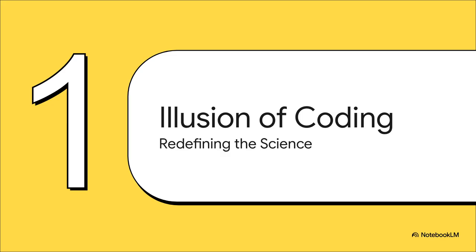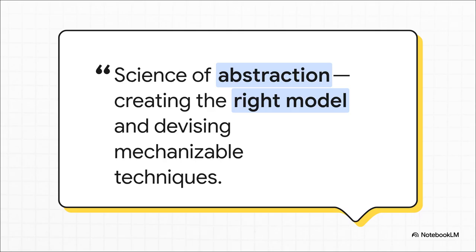Part 1. The illusion of coding. Redefining computer science. To kick things off, there is this fantastic quote by computer scientists A. Aho and J. Ullman that hits the nail on the head. They say, computer science is a science of abstraction, creating the right model for a problem and devising the appropriate mechanizable techniques to solve it. Now, did you notice what's actually completely missing from that definition? Typing code. The absolute core of computational thinking isn't coding, it's abstraction. It's about how we model the real world.